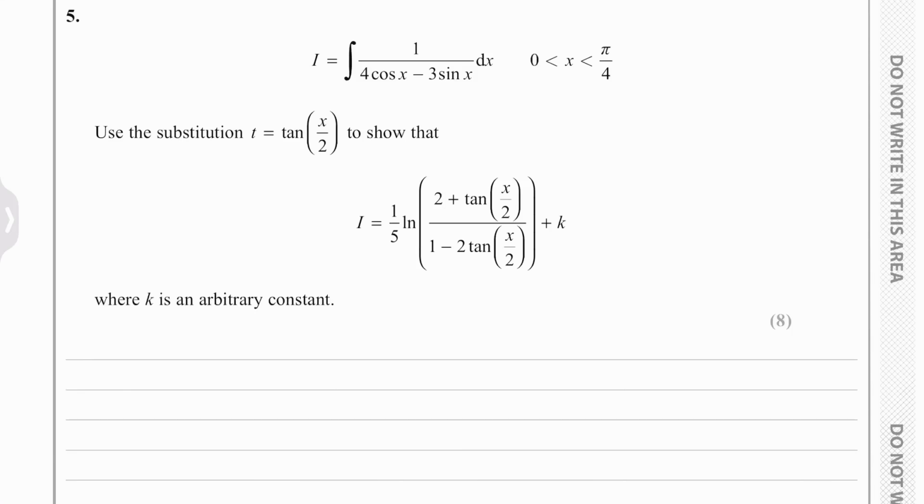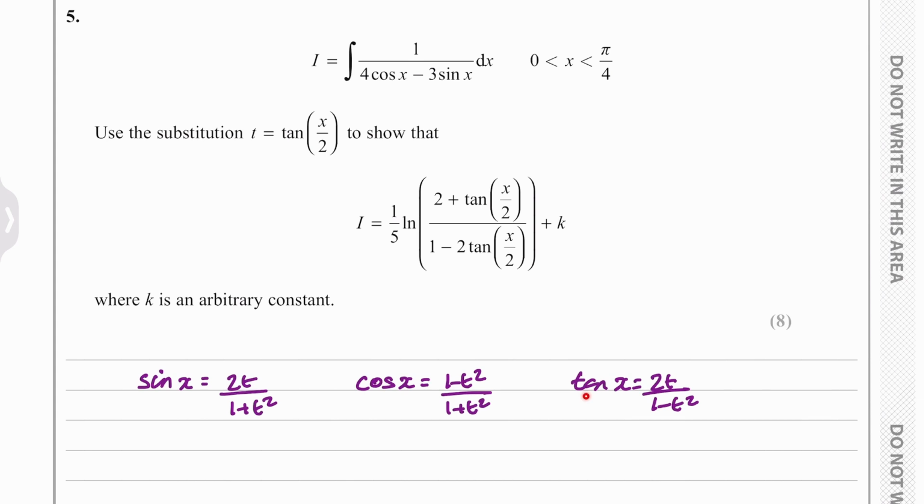Hi everybody. So in this question, we're going to look at using T-formulae to integrate this. Because we're given the substitution that t equals tan of x over 2, we know the sine of x is 2t over 1 plus t squared, and the cos of x is 1 minus t squared over 1 plus t squared, and that the tan of x is 2t over 1 minus t squared.